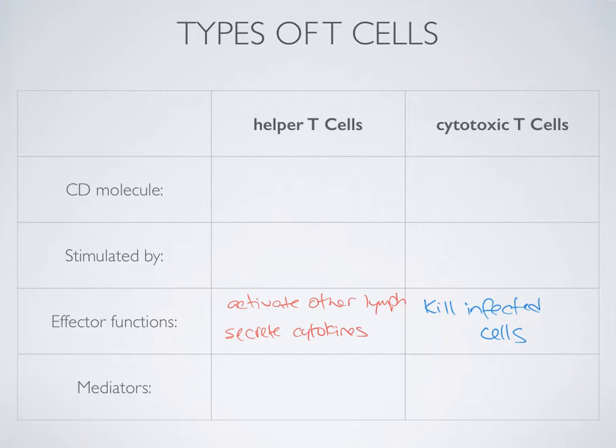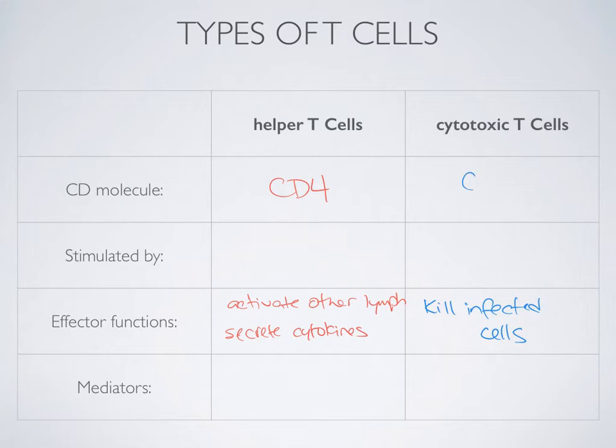All right, T helper cells, what is the identifying molecule on there? CD4 or CD8? CD4. So this is really important when we're talking about human immunodeficiency virus. Because you'll remember HIV uses CD4 to recognize its host cell. And so HIV infects specifically CD4 positive lymphocytes.